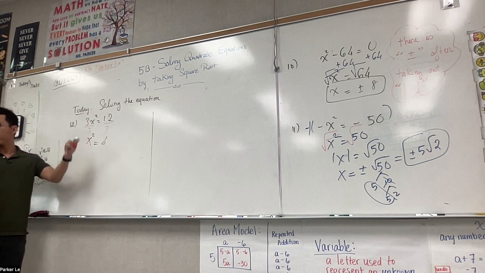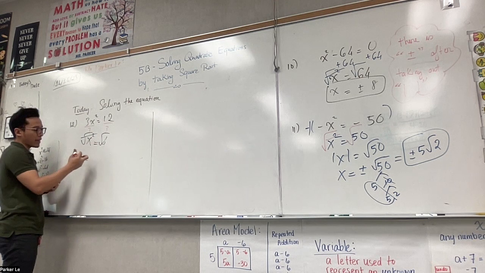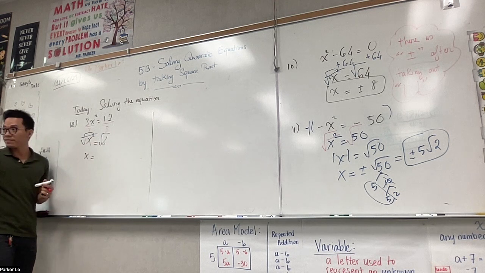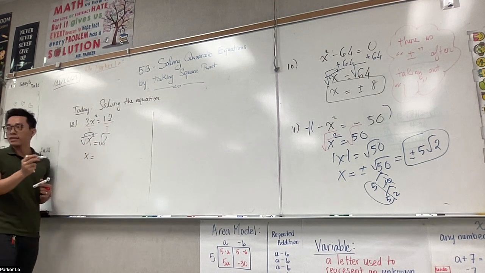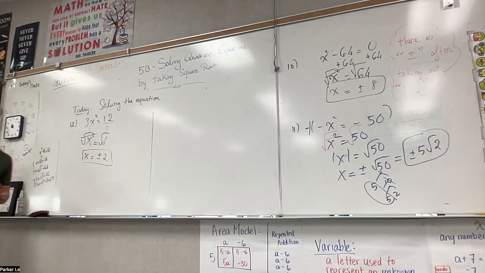What next? How do you get rid of the square? You square root it. Cancel out. So what is the answer? X equals to? Plus or minus 2. Yes. Always plus minus. Very good. One more for that.